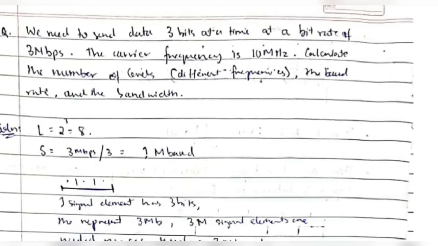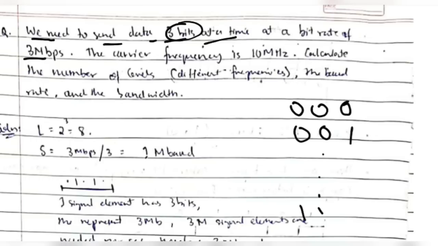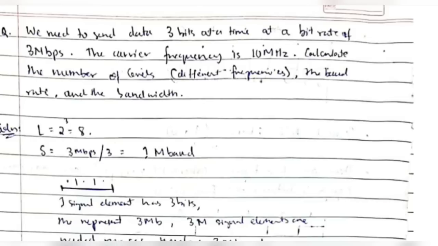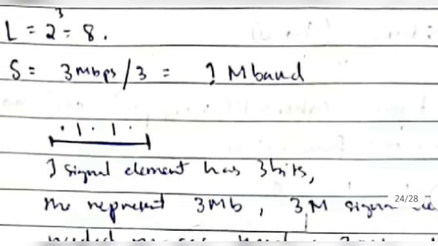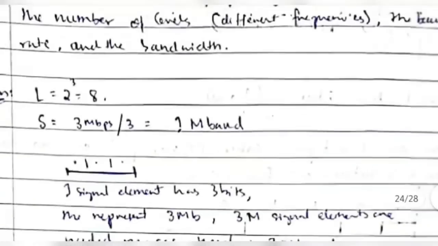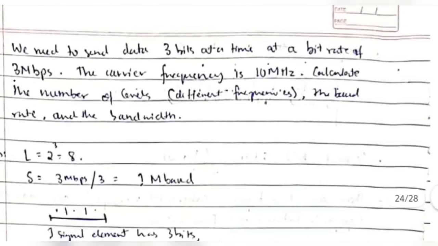Here's another question in which we need to send data of 3 bits at a time at a bit rate of 3 MB per second. We need to send 3 bits, meaning it can be 000, 001, like that till 111. So how many levels do we have here? 8 levels, right? So the level will be 8 here, and what we need to find is the number of levels at different frequencies, the baud rate and the bandwidth. What is baud rate? Baud rate means how many data elements are carried in each signal element. Since we have to carry 3 bits at a time and the bit rate is given as 3 MB per second, that is 3 bits per 3 MB per second.